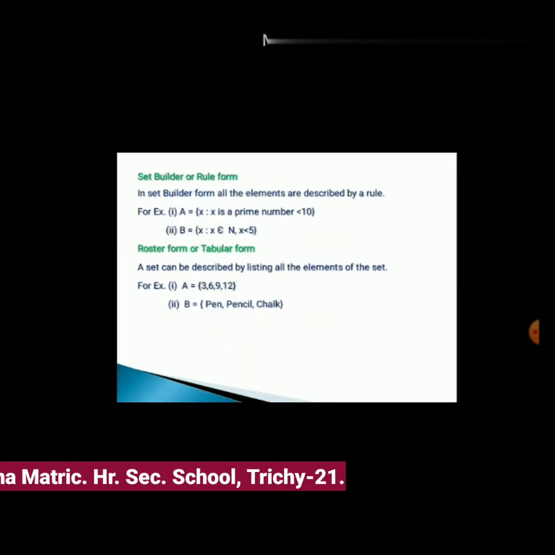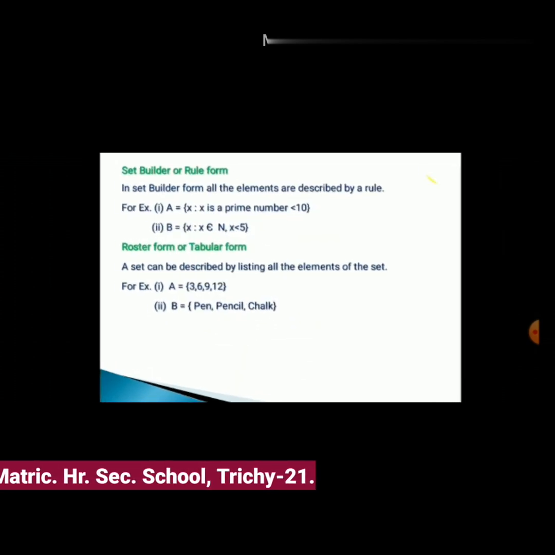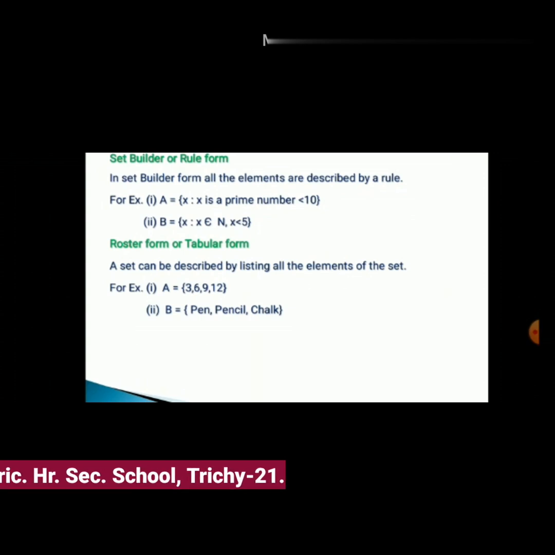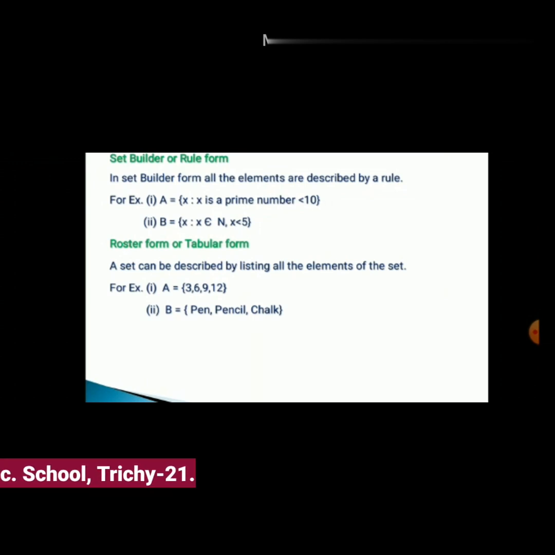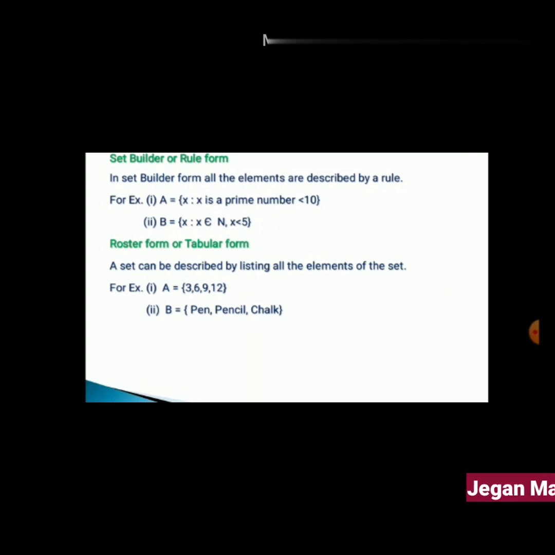The second one, set builder or rule form. In set builder form, all the elements are described by a rule. For example, a set A contains x elements such that x is a prime number less than 10. The second one, a set B contains x elements such that x belongs to N, x less than 5. So all the elements are described by a rule. So this is set builder form.